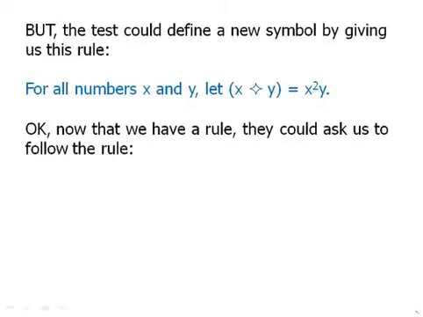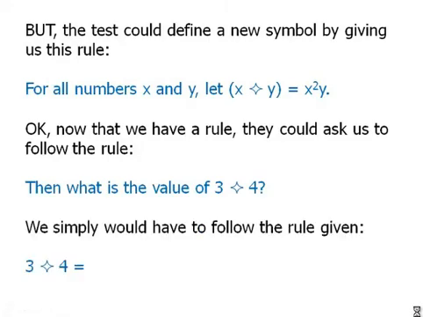Okay, now that we have a rule, they could ask us to follow the rule. Then what is the value of 3 star 4? Now this is a totally legitimate question because they tell us what they mean by that symbol and then they ask us to follow that rule. So 3 star 4, we would just follow the rule given. We're going to square the first number and multiply by the second number. So that would be 3 squared times 4, which is 9 times 4, which is 36. So 3 star 4 has a value of 36 when we're following this particular rule.